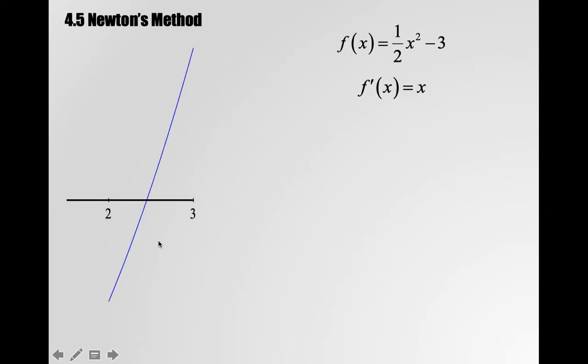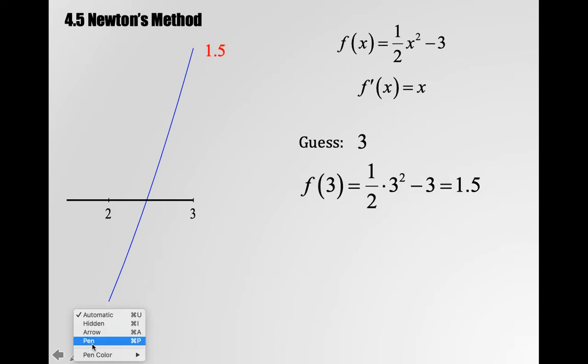Now, I've zoomed in my picture here on the parabola in between 2 and 3. And there's my original function. Here's its derivative, which is just nicely x, right? I'm going to draw the tangent line at my first guess. So remember, I made a terrible guess that this x-intercept is at 3. And it most certainly is not at 3. In reality, at 3, the function isn't 0, it's 1.5.